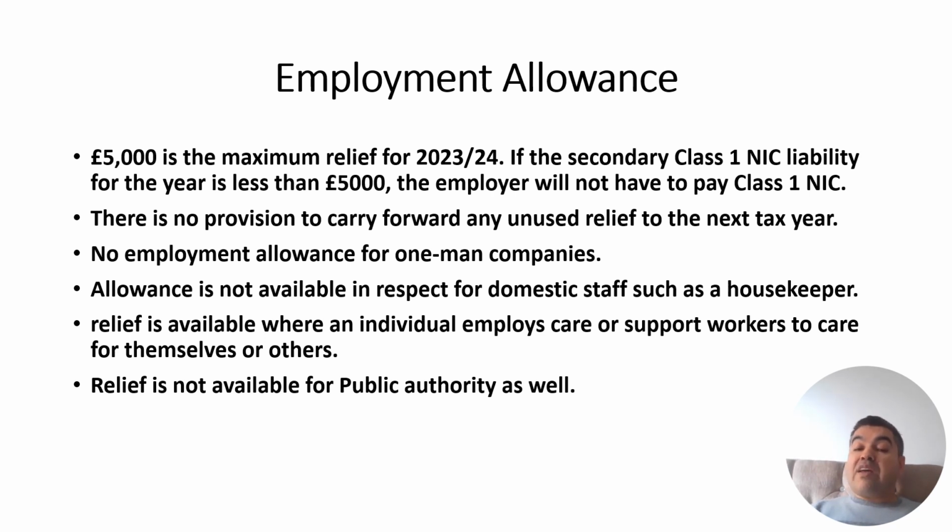So then you cannot use this 5,000 employment allowance. Relief is available where an individual employs a care or support worker to care for themselves or others. So if that is the case, then obviously employment allowance is available. Employment allowance is not available for public authorities as well. For example, Greenwich Council, Camden Council, any council, or a library.